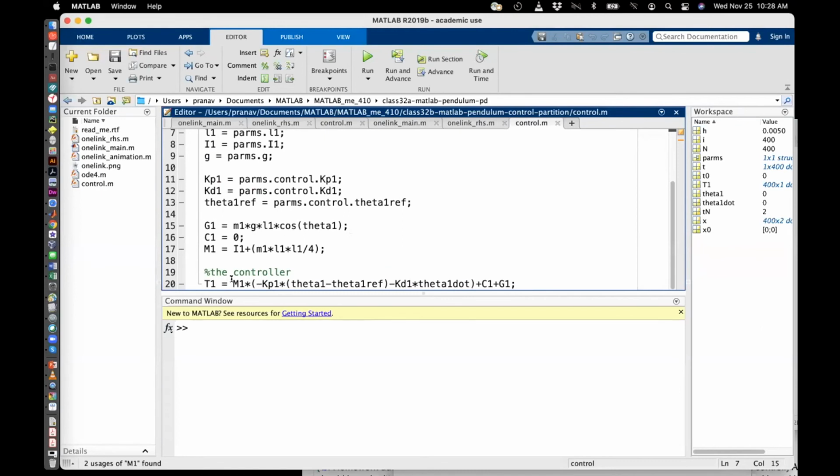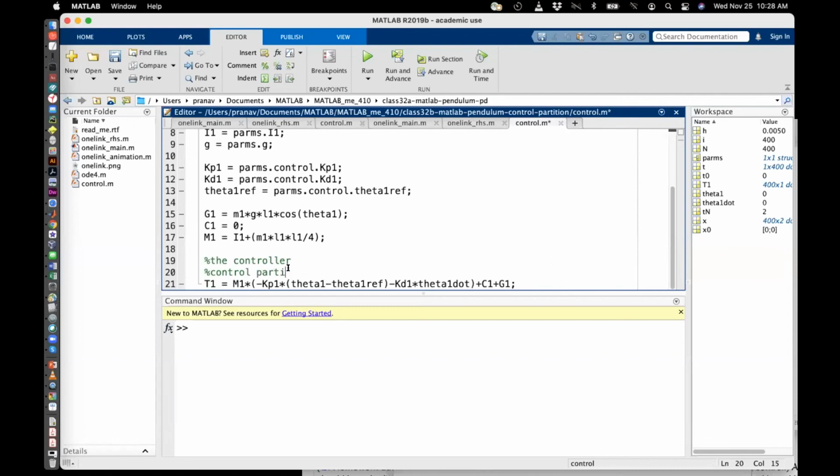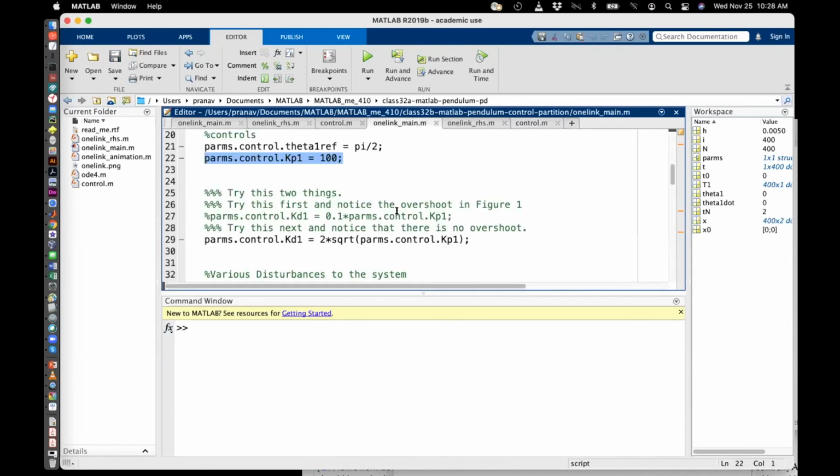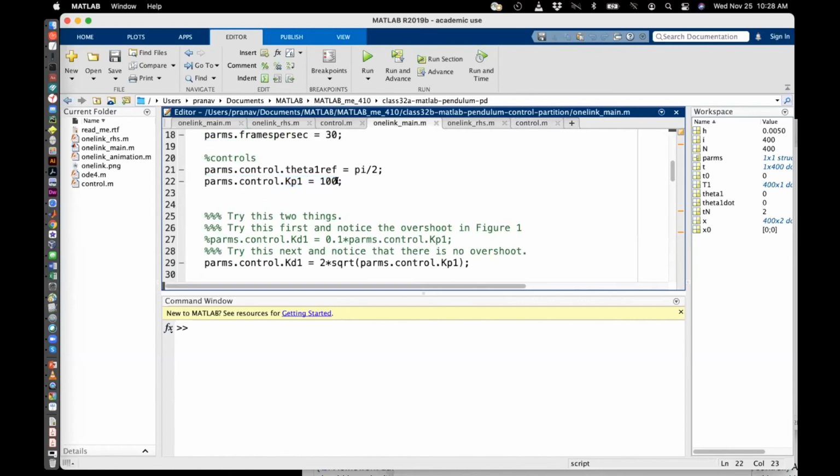Here I have control partitioning. So the torque is M times (Kp (q minus qd) minus Kd q dot) plus c plus g. And that's precisely what I've written down here. Okay, and now let's see what happens. So let me just first, maybe let's start with 100 because that's what we started with in the previous example. So run this.